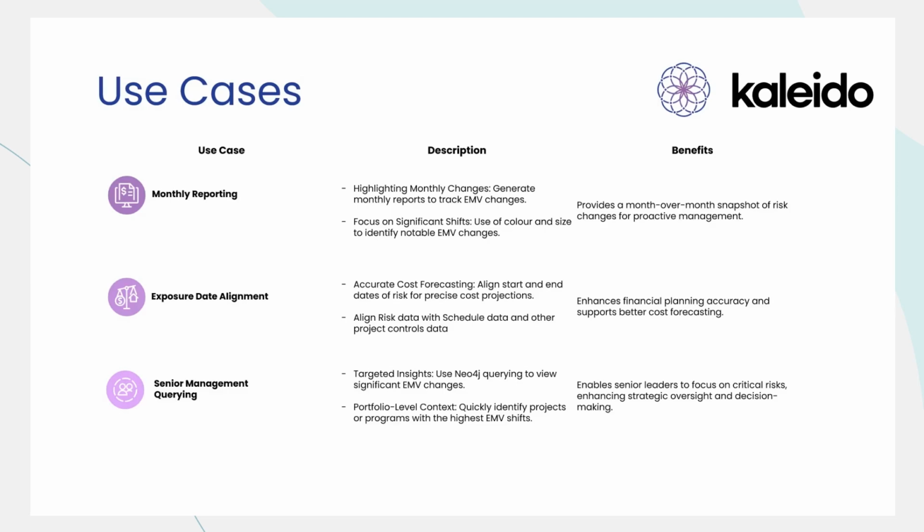Fifth one is the one that we just went through, which is aligning those exposure dates. Exposure date alignment between the data in the schedule, which is more likely to be up to date, and the risk exposure dates to support more accurate cost forecasting. And then finally, senior management decision making.